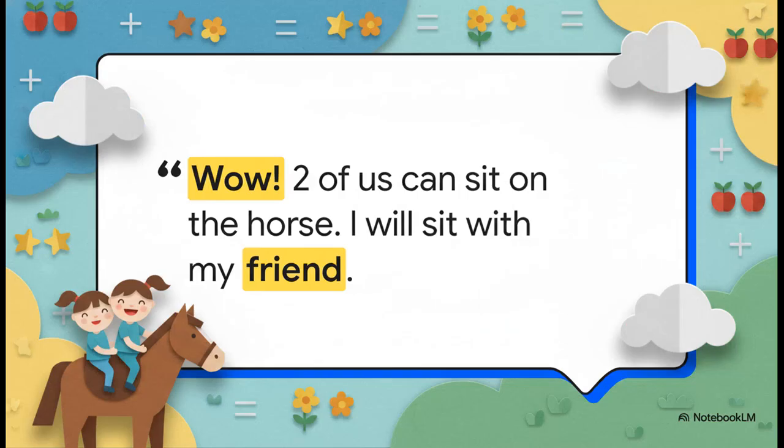Moving on to Section 2, counting by twos, the power of pairs. Okay, so now that the student is nice and comfortable, the book introduces the most basic form of grouping. We get this awesome little quote. "Wow, two of us can sit on the horse. I will sit with my friend."